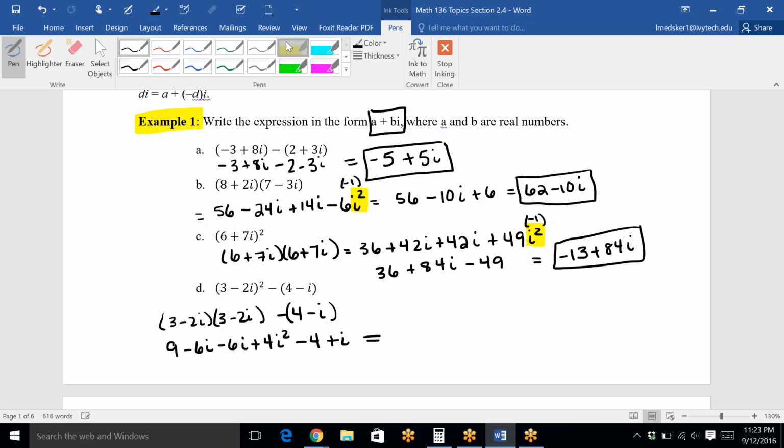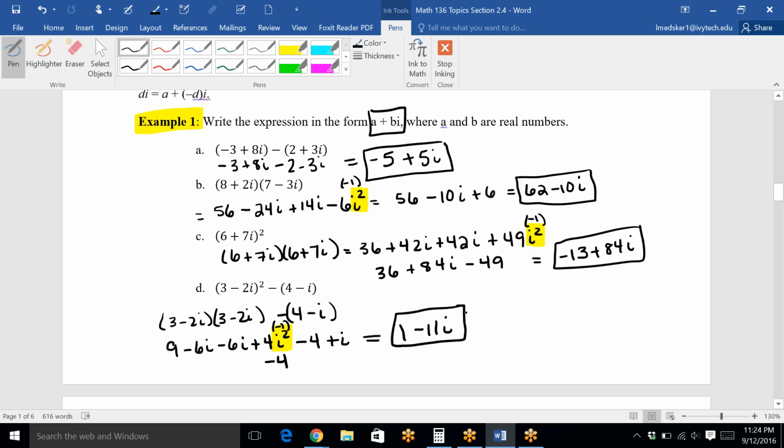Combining some like terms and going ahead and taking care of the fact that that is a negative 1. So notice this is negative 1 now, so that means that middle term, I guess it's a middle term, but that term right there is going to be a negative 4. So 9 minus 4 would be 5, minus 4 more would be 1. Negative 6i added together would be negative 12, plus 1 would be negative 11i.